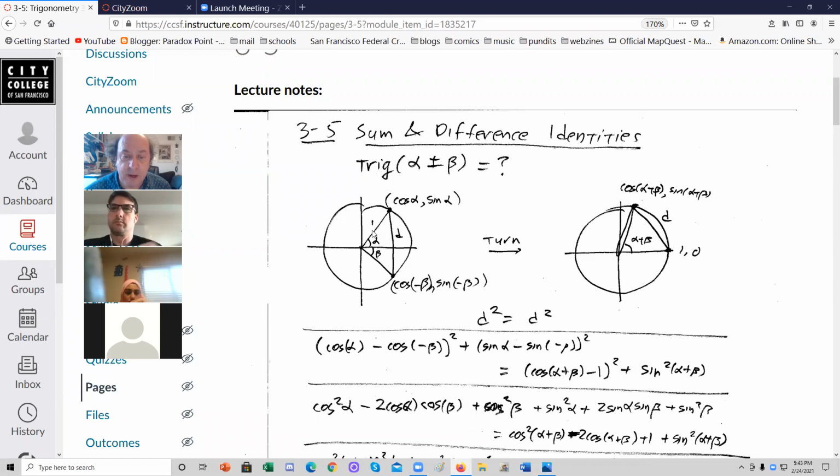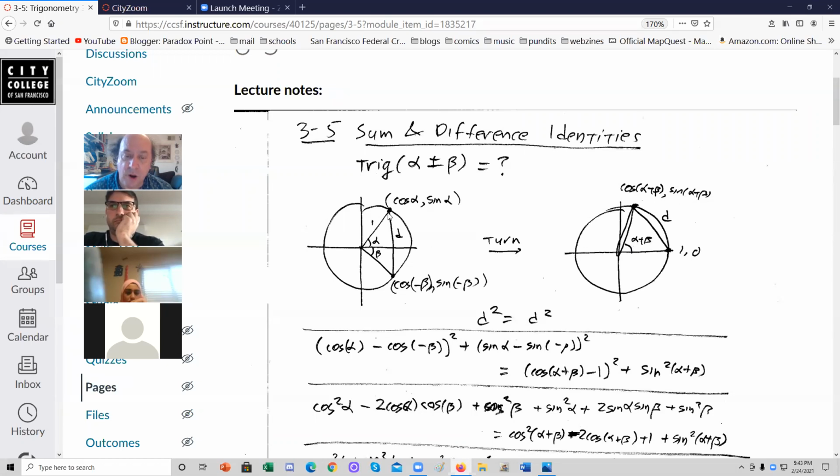We move clockwise a distance alpha. This point is cos alpha, sine alpha. We go clockwise an angle beta. This is at cos beta, sine of negative beta. Now we take the whole thing and turn it by beta radians so that you get the same similar triangle. And so the angle here is alpha plus beta. So this is at (1, 0), and this is at cos(alpha plus beta), sine(alpha plus beta).